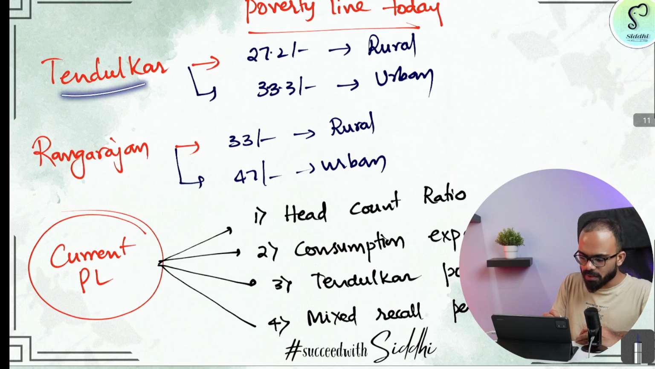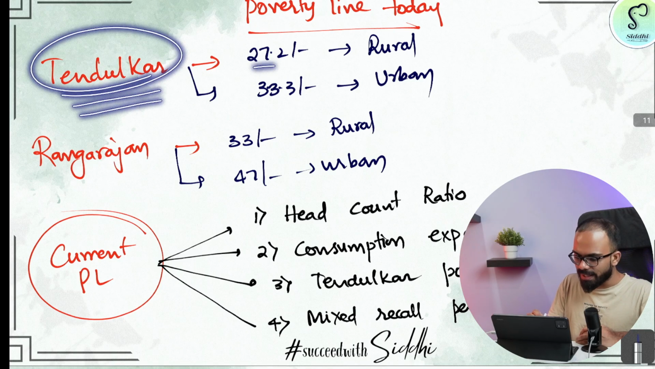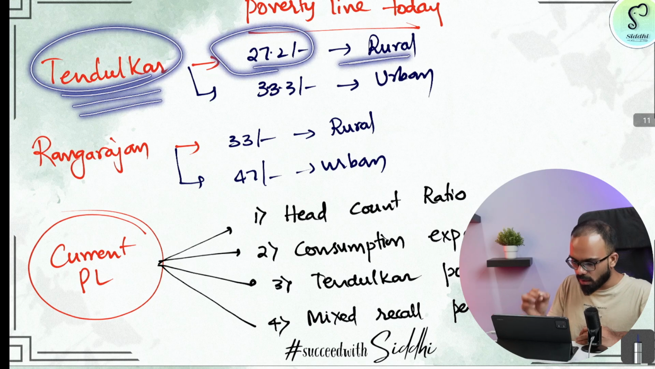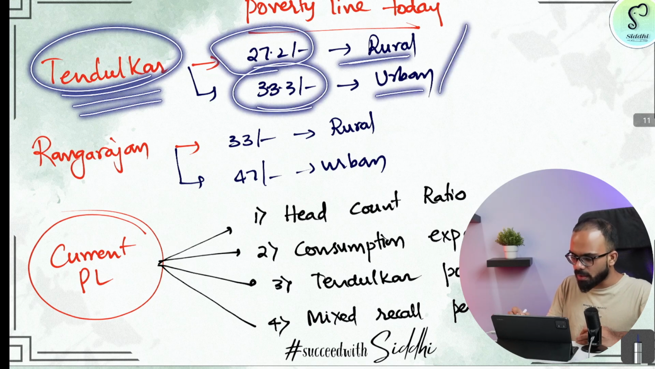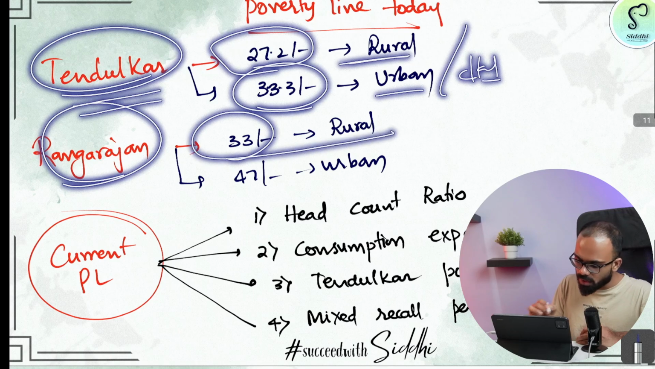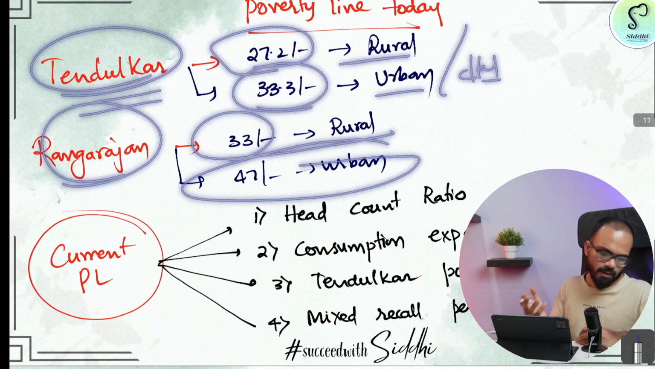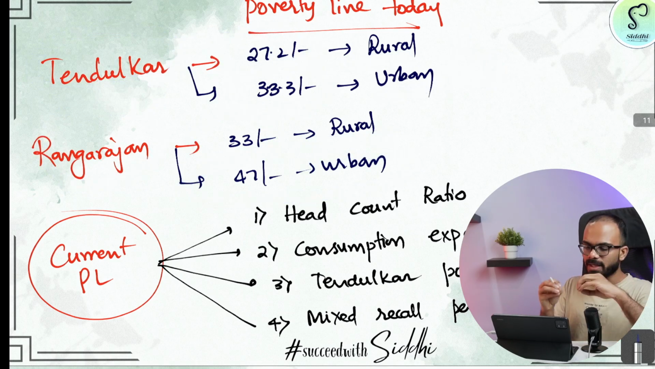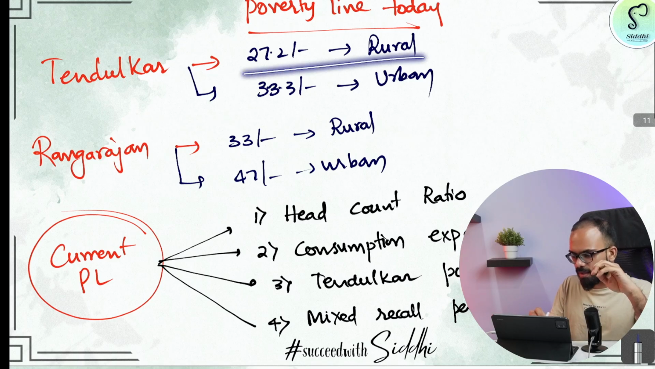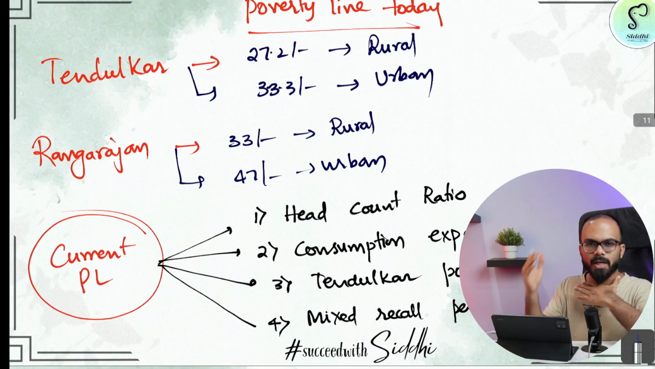Overall, with respect to figures, the Tendulkar committee said it is 27.2 rupees per rural person and 33 for urban per day. Whereas the Rangarajan committee fixed rural at 33 and urban at around 47 rupees. So more or less both of them did the same thing. So these were the improvisations that were done over a period of time.